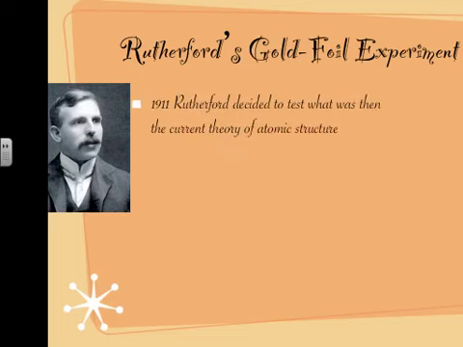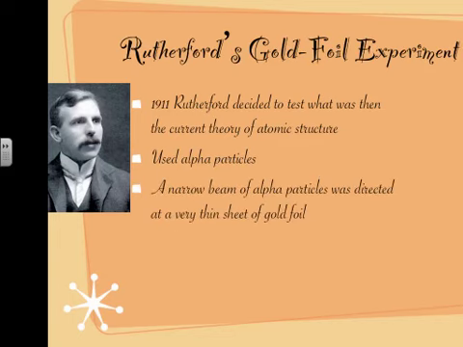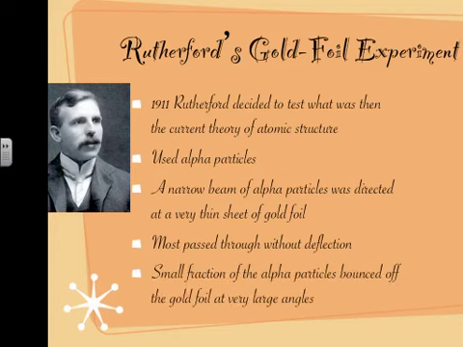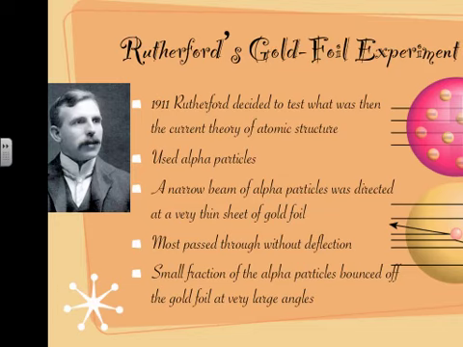Well, along comes a guy named Ernest Rutherford in 1911, decides to do a little testing on this and try to figure out exactly what it was like. And he was using these alpha particles, which is basically a hydrogen atom, take away the electron, you have an alpha particle. So he's shooting these particles through a very thin sheet of gold. And what he found was that most of them passed right through, just like he was expecting to happen, but a small fraction of them bounced off at a really large angle.